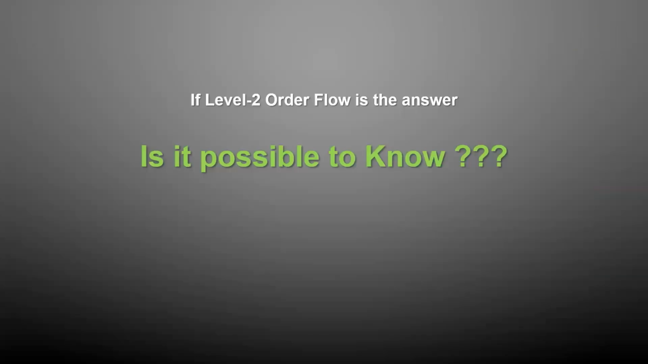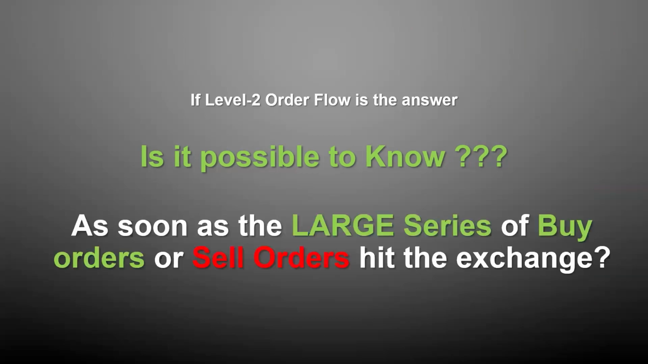But the most important point: if level 2 order flow is the answer, is it possible to know if there are any... think about it. When the price really moves, a lot of buyers are coming in, a lot of buy orders get executed, right? In the same way, can I see if a large series of buy orders is coming in? Can I see if a lot of sellers are coming into the exchange? That's only possible if we look through level 2, right?